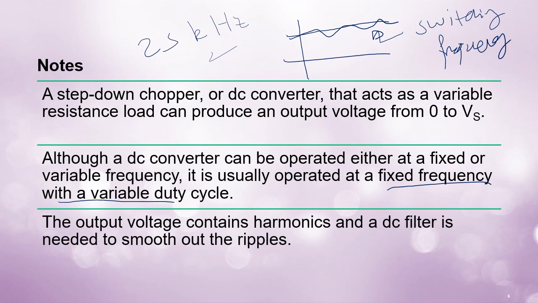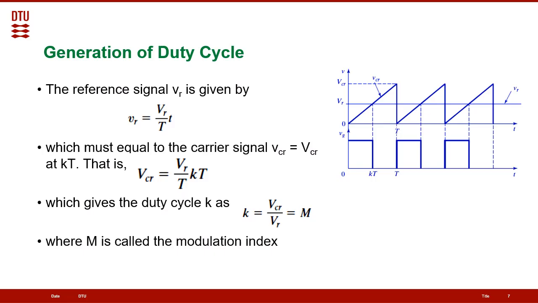So this is what we will talk about later: we need to design a filter to get rid of the harmonics and ripples in our signal, so we get a smoother output voltage.